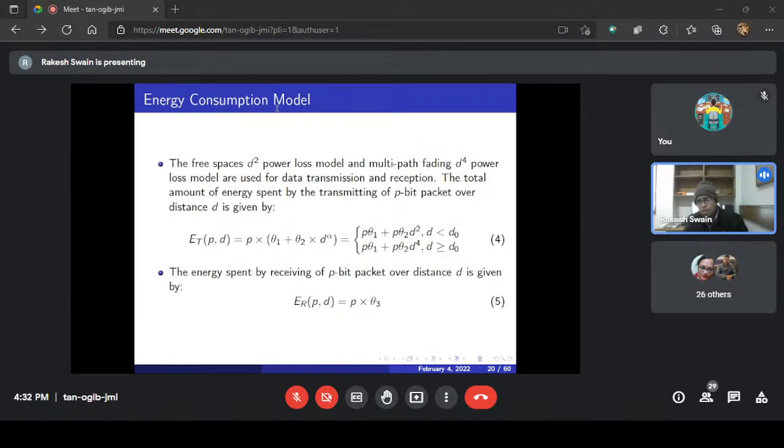The model is already available in our simulation. Some formulas are there for calculating the receiving power and also the transmitting power. But here the transmitting power will be higher. In our sensor network, whenever it transmits data, the energy consumption at that time will be higher.